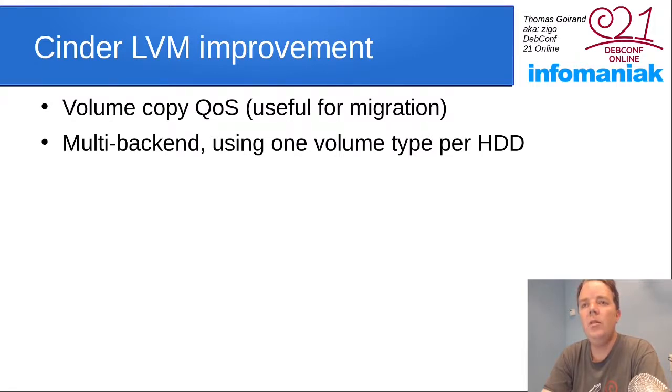For example, you can call it LVM SDA, LVM SDB, and so on. And then Elasticsearch, in our case, is able to select hard drives from one availability zone and select which SDA, SDB, or SDC that it wants to use as a backend.